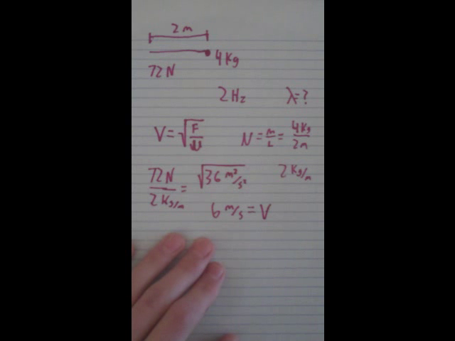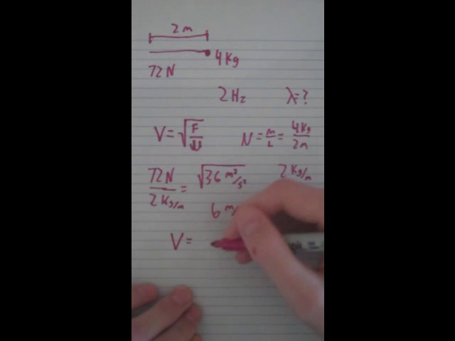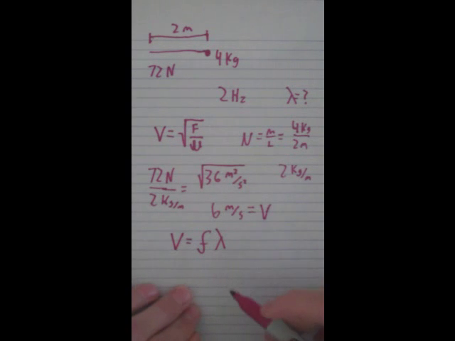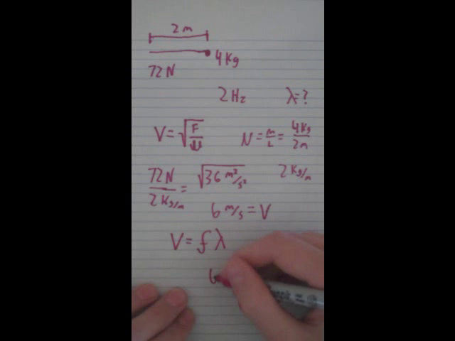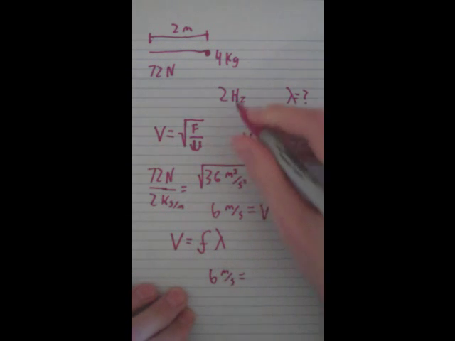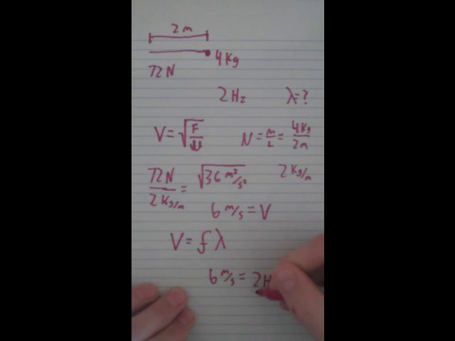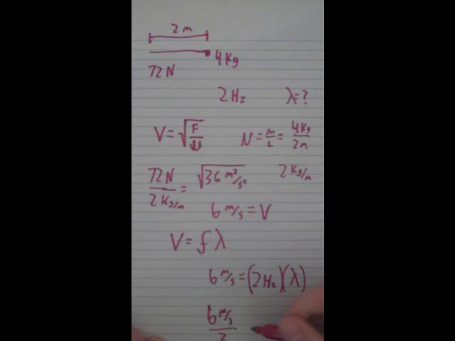And that's close. So now that we have our velocity, we have to use that equation from before. The velocity of the wave equals the frequency times the wavelength. So we have our frequency and we have our velocity. So we plug in our units, 6 meters per second equals our frequency, 2 hertz, times wavelength. Okay, so now it's just simple algebra. So 6 meters per second over 2 hertz equals our wavelength. And that'll end up equaling 3 meters. And that's how you figure that out.